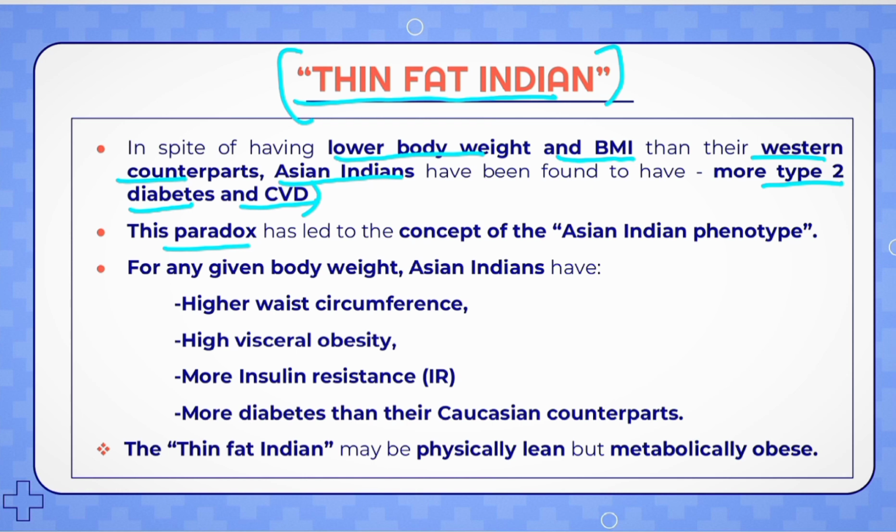This concept of thin fat Indian is also known as the Asian Indian phenotype, and as per this concept, for any given body weight, Asian Indians have higher waist circumference, a high level of visceral obesity, more chances of insulin resistance, and more chances to develop diabetes as compared to their Caucasian counterparts. The thin fat Indian may be physically lean, but can be metabolically obese.